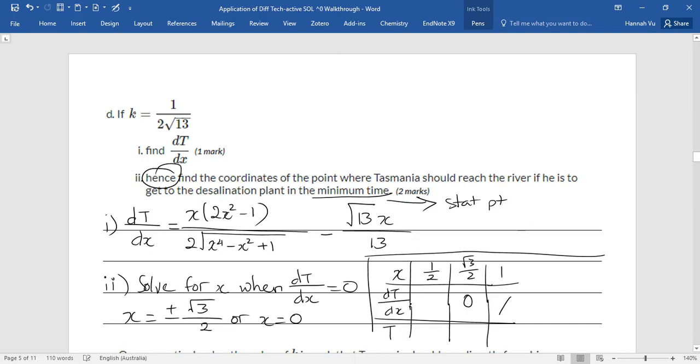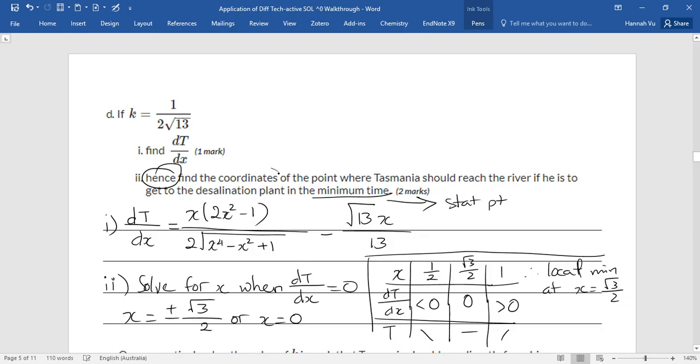Sorry, less than 0, so negative. Greater than 0, so positive. So it looks like that. So you definitely have a local minimum. I can't even spell local. Local minimum at x equal to root 3 over 2.